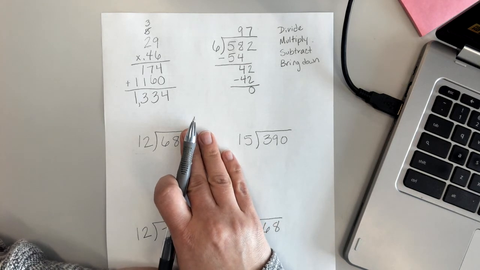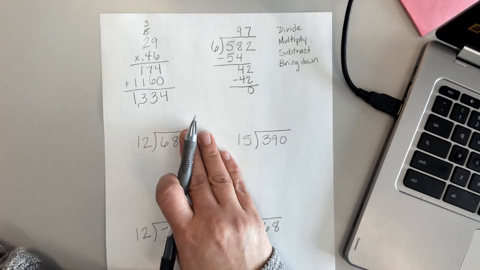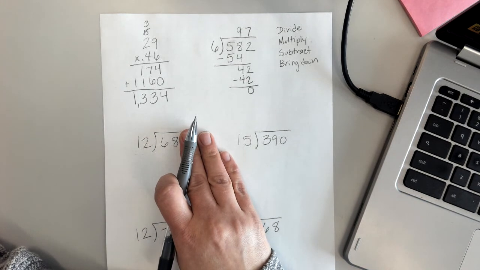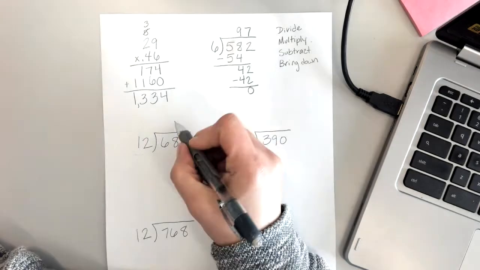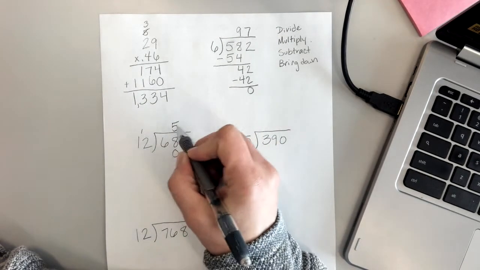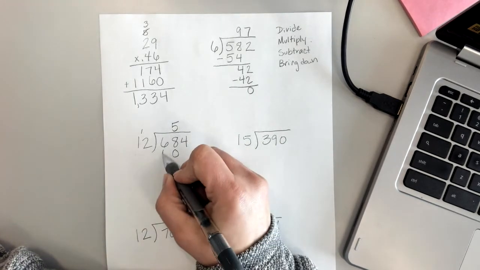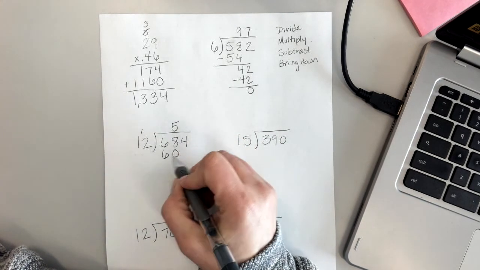Well, I know that 12 times 2 is 24. So 12 times 4 must be 48. 12 times 5. 5 times 2 is 10. Carry my 1. 5 times 1 is 5. Plus 1 is 6. So that's where this one gets a little bit harder.